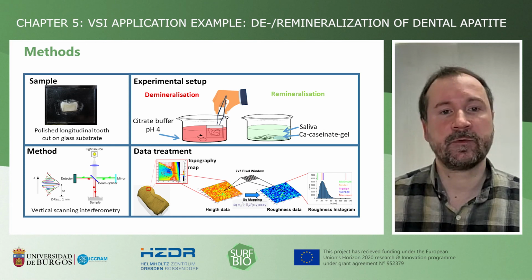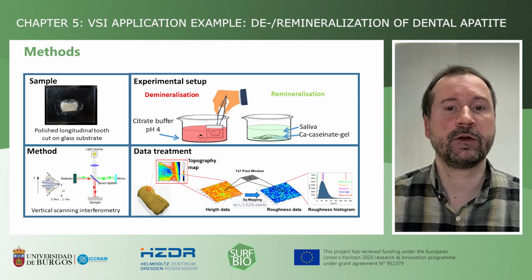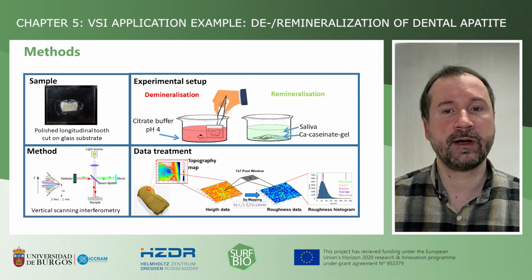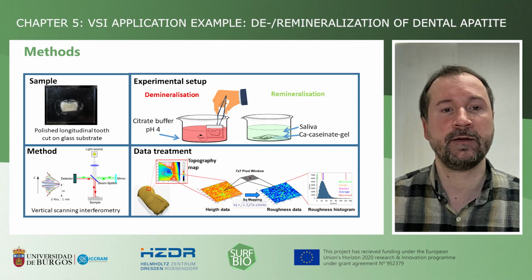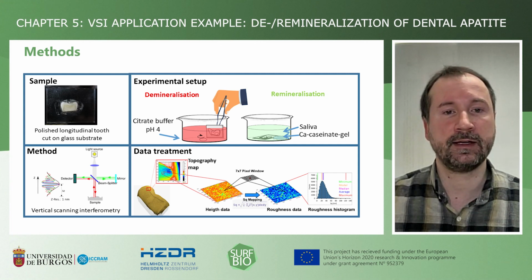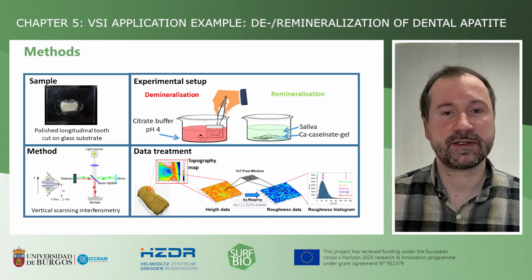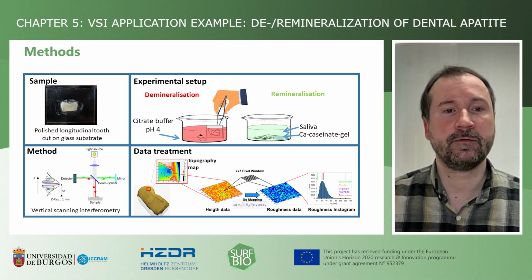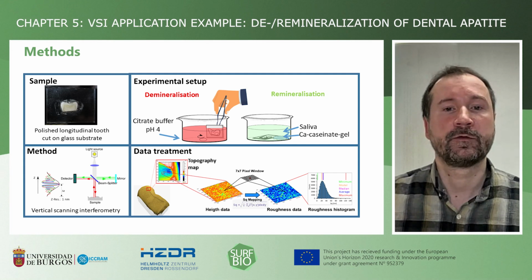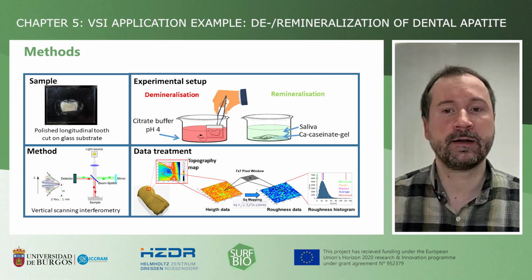Our samples were longitudinal cuts of human teeth that were demineralized by immersing them in an acidic buffer at pH 4 and remineralized by placing them in a remineralization medium consisting of native saliva and calcium caseinate gel. After each step, the topography of the sample was measured using vertical scanning interferometry. From the measurement, we obtained height data from the same field of view on the sample.